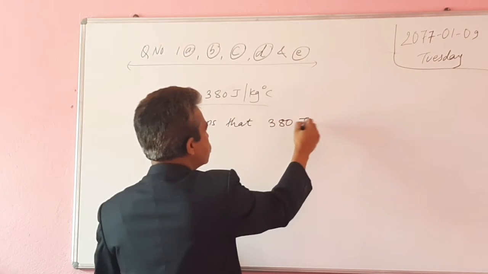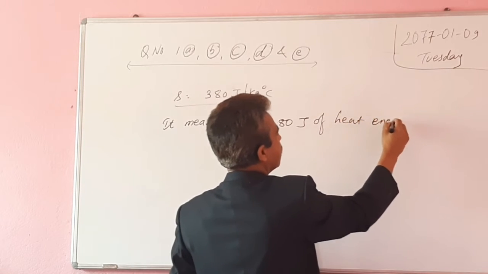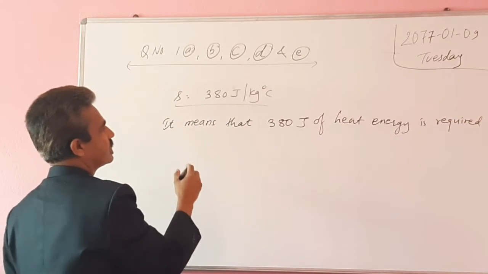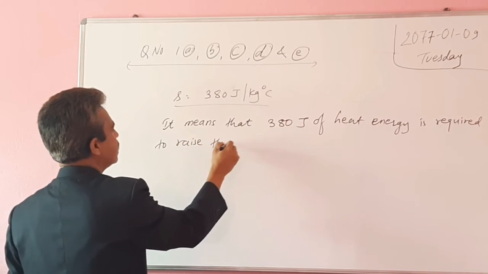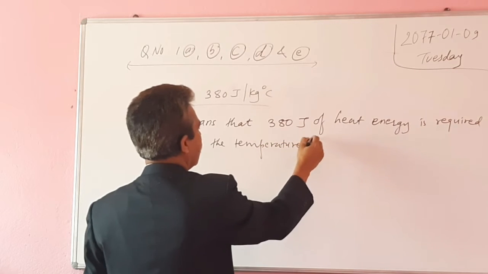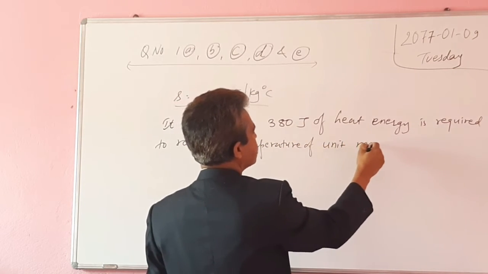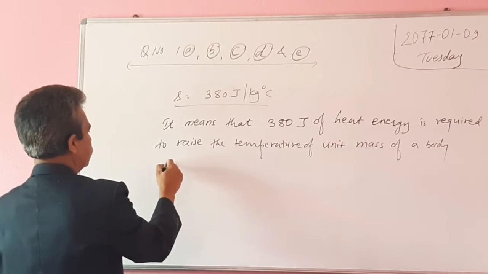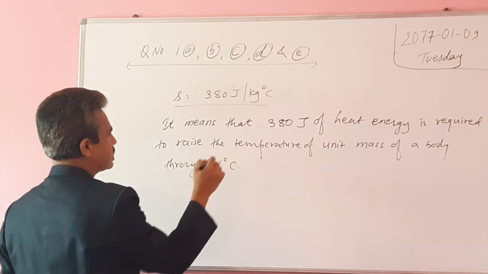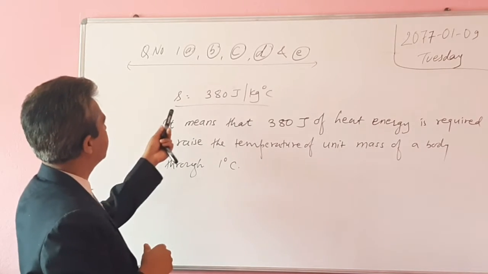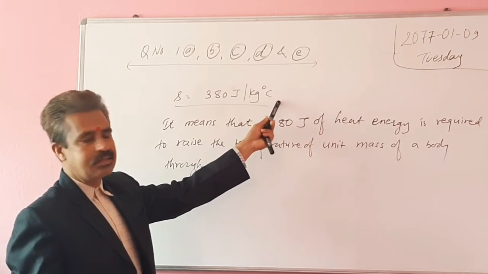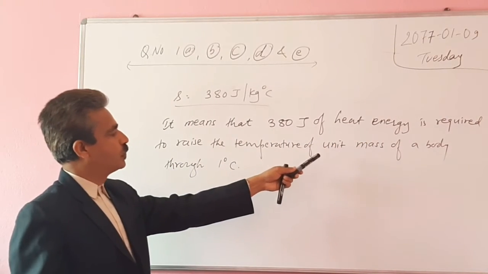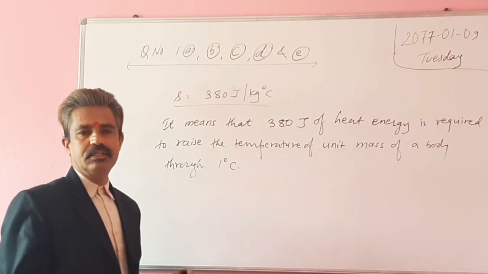that 380 joule of heat energy is required to raise the temperature of unit mass of a body. Here unit mass means 1 kg, through 1 degree centigrade. The specific heat capacity of a body is 380 joule per kg per degree centigrade means 380 joule of heat energy is required to raise the temperature of unit mass or 1 kg mass of a body by 1 degree centigrade.